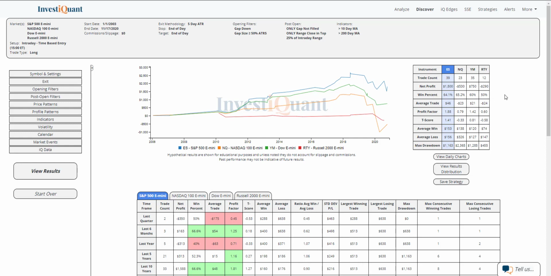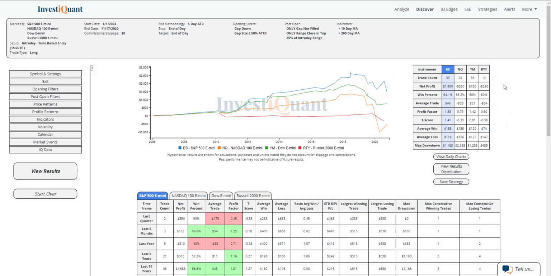If we take a quick look at average win and average loss, they are very similar in the S&P. The NASDAQ looks like it's got a larger average loss, and that's probably coming from a couple outliers here recently. You can kind of see that in the equity curve here. In the Dow, very similar average win and average loss. And then in the Russell, which has the fewest samples, the average loss is bigger than the average win.